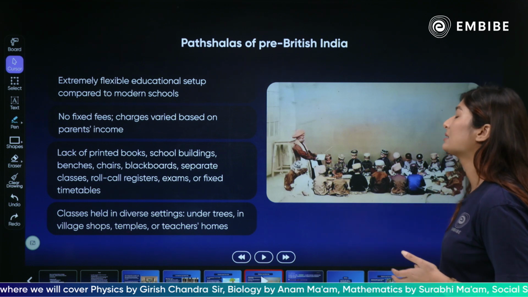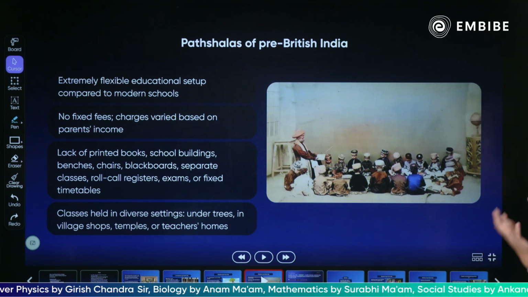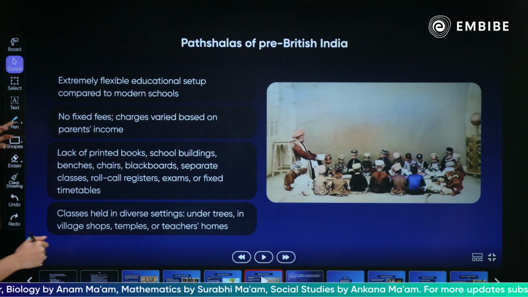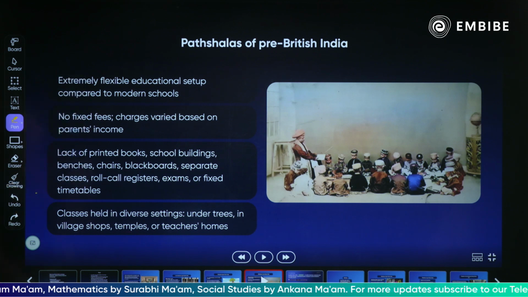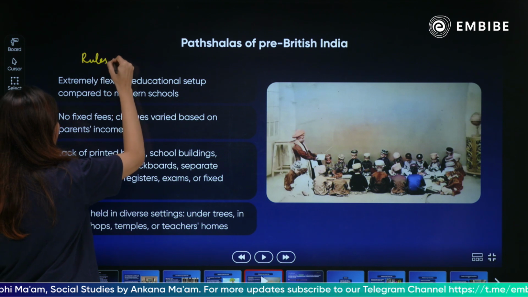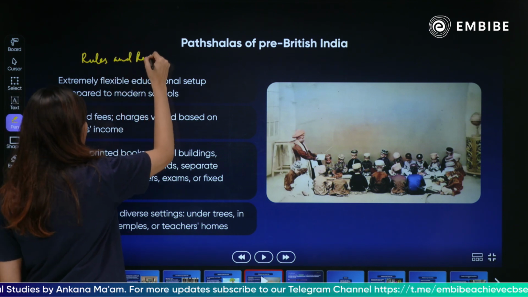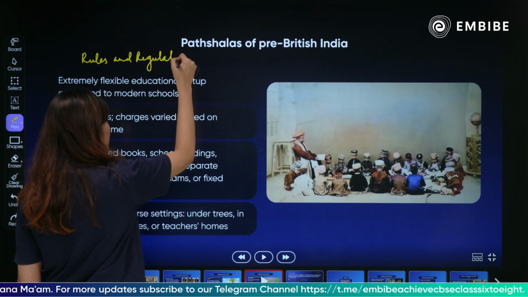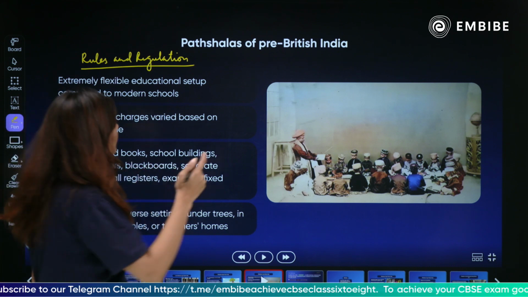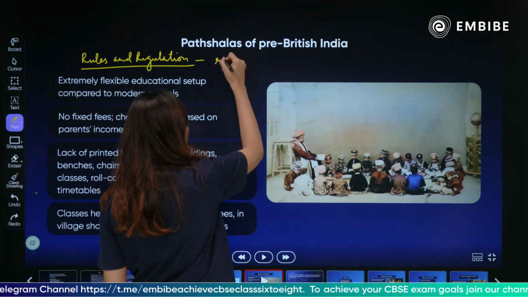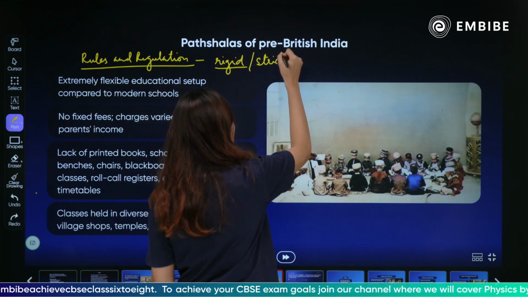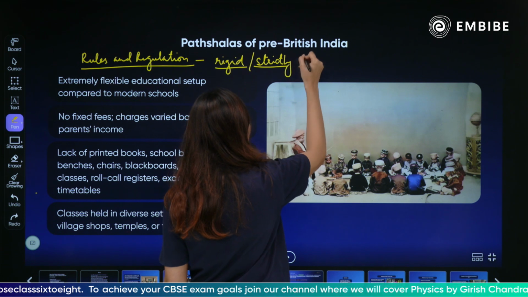एक्सट्रीमली फ्लेक्सिबल एजुकेशन सेटअप compared to modern schools. Now at present, if you look at the modern schools, for that matter, even if you look at the schools which were created by the Britishers, you'll find that it is bounded by a lot of rules and regulations. है ना, इन सारे स्कूल्स में हम क्या देखते हैं, बहुत रूल्स और रेगुलेशन होते हैं, ठीक है. और ये सिर्फ रूल्स और रेगुलेशन होते ही नहीं है, इनको बहुत कहीं ना कहीं रिजिड तरीके से अबाइड भी किया जाता है, स्ट्रिक्ट तरीके से अबाइड भी किया जाता है ना, स्ट्रिक्टली फॉलोड.